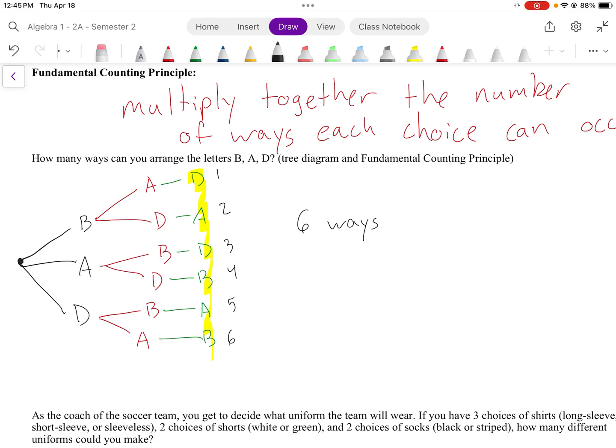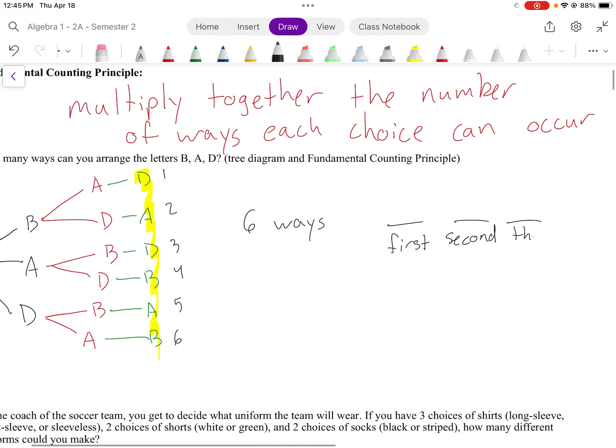Now, that's not very many. 6 is not a large number, but this tree diagram gets pretty big and out of control very, very quickly. If I were to use the fundamental counting principle, I'm going to have a first, a second, and a third choice. In my first choice, I have 3 options. I could get a B, A, or a D. In my second choice, I have 2 options. In my third choice, I have 1 option. 3 times 2 times 1 equals 6.